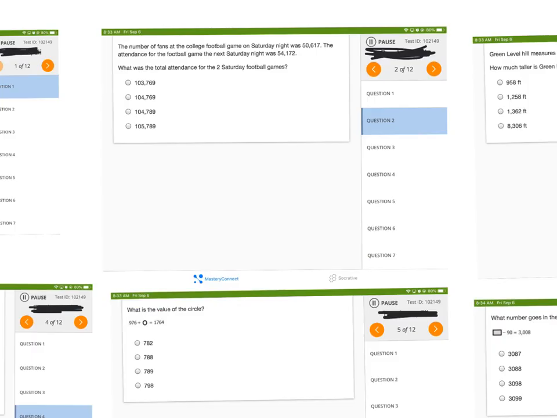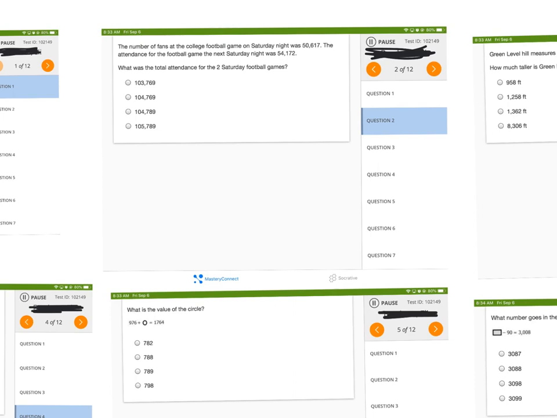All right, number 2. The number of fans at the college football game on Saturday night was 50,617. The attendance for the football game the next Saturday night was 54,172. What was the total attendance for the 2 Saturday football games?